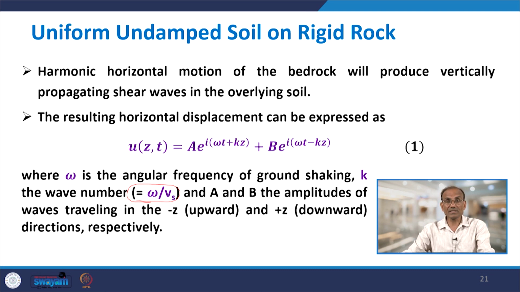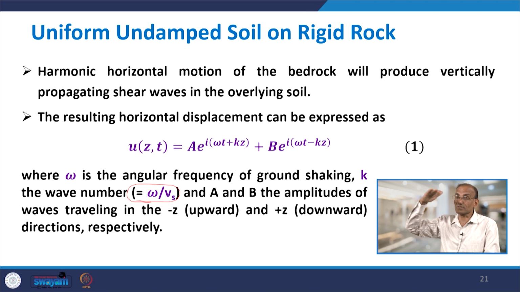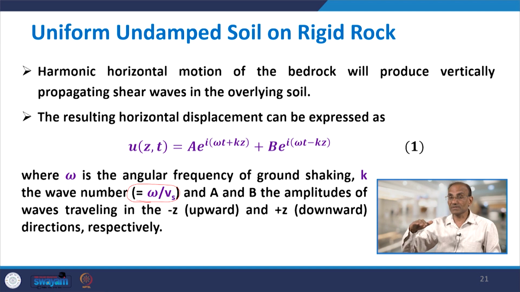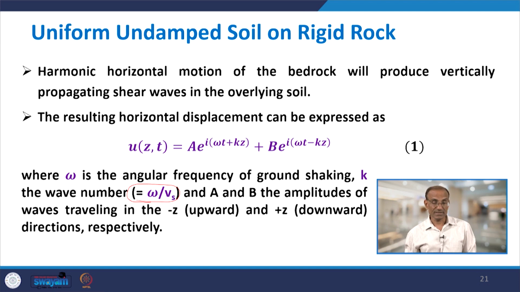The resulting horizontal displacement can be expressed using this equation number 1, where A and B are the amplitudes of waves travelling in upward and downward directions respectively. Omega and k are defined, t is the time parameter and z is the depth. So, that means this displacement u is a function of two parameters. It varies with the depth z, it is not constant, and at the same time it also varies with time. So, it is a function of depth z as well as time, and these two parameters are coming in equation 1.